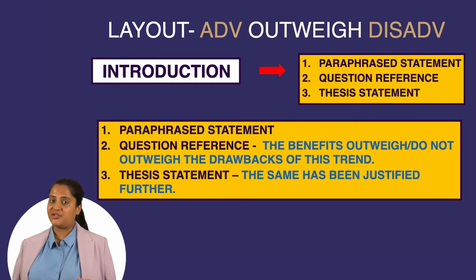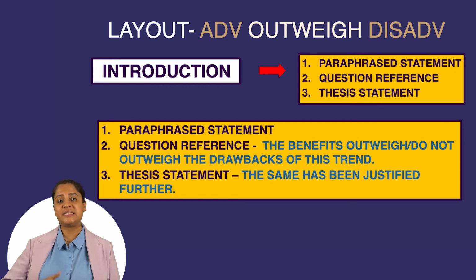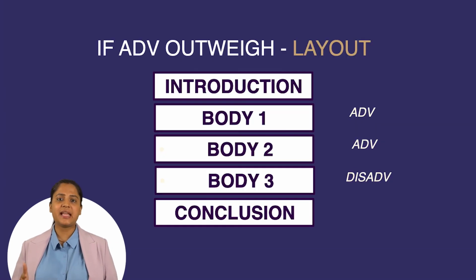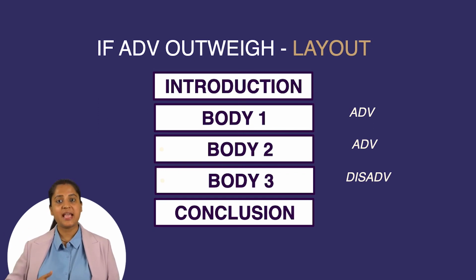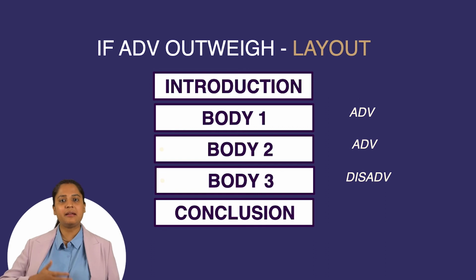Now, here is the catch. Logical organization and distribution of ideas will depend on which side you take. For instance, if you say that there are more advantages than disadvantages, then the body 1 and body 2 will talk about advantages and only body 3 will contain disadvantages. Such an unequal distribution and arrangement of ideas clearly shows that we have one more than the other.